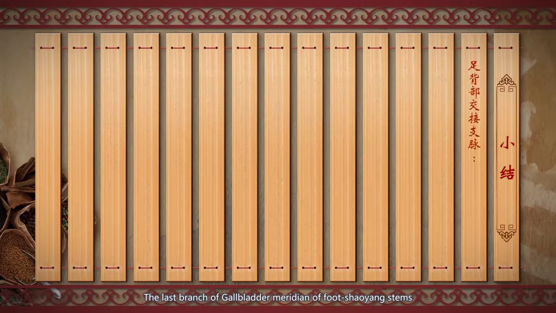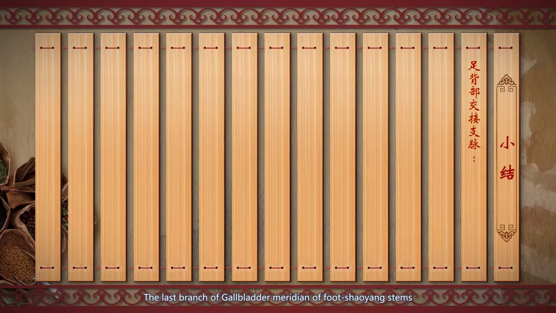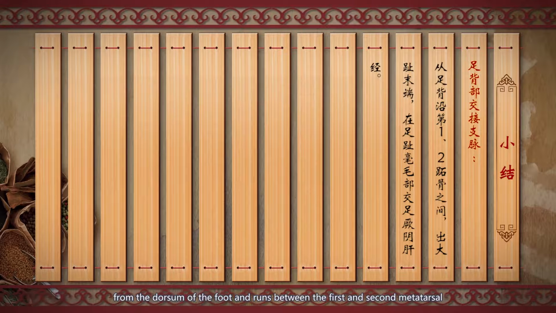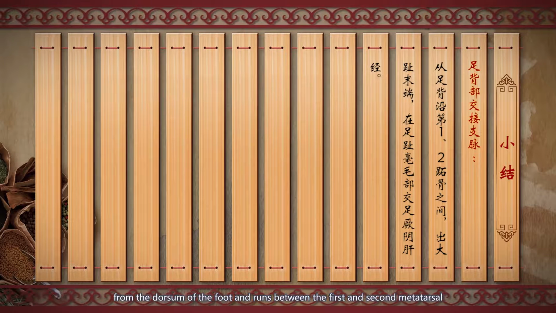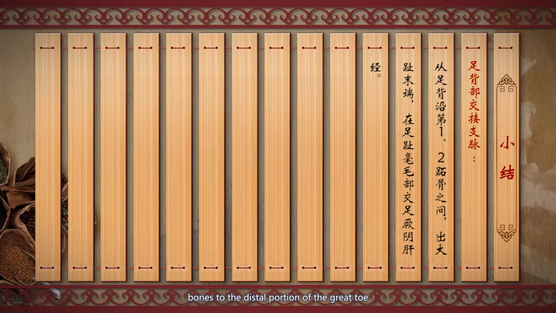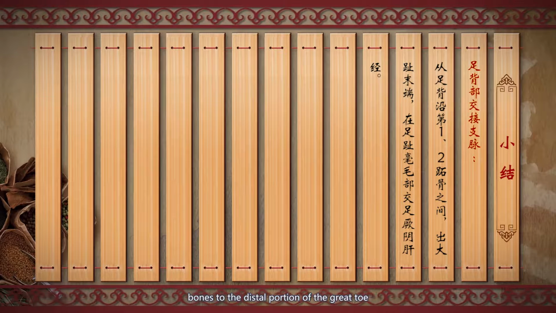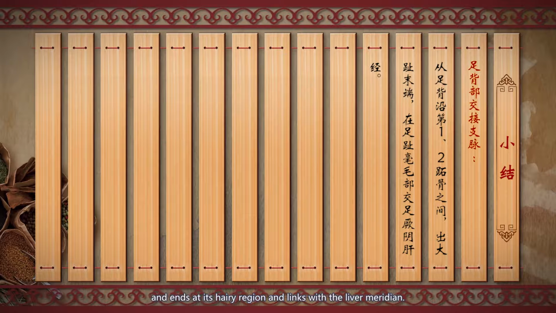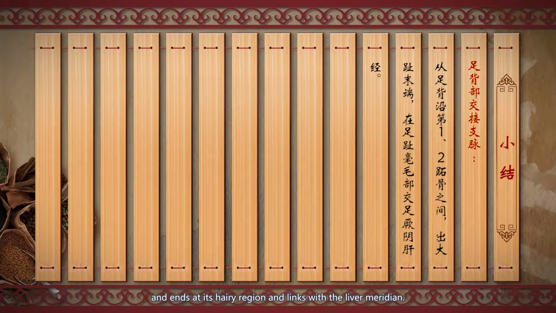The last branch of gallbladder meridian of foot Shaoyang stems from the dorsum of the foot and runs between the first and second metatarsal bones to the distal portion of the great toe, and ends at its hairy region, and links with the liver meridian.